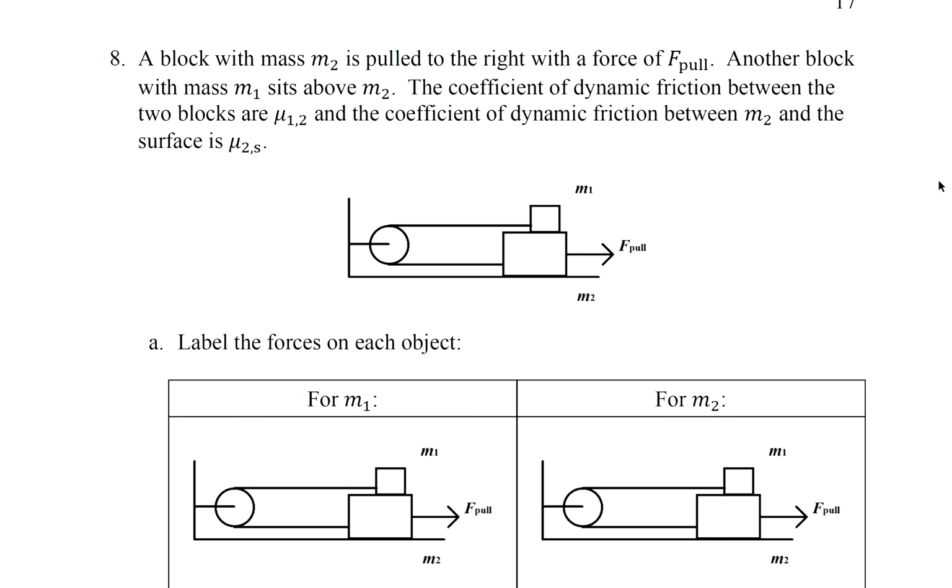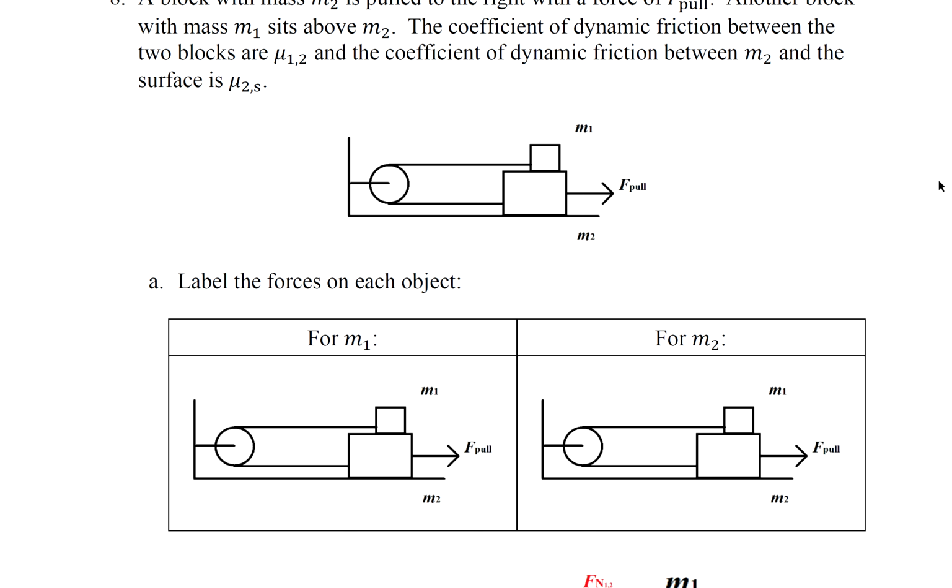Question 8. A block with mass m2 is pulled to the right with the force of pull. Another block with mass m1 sits above m2. The coefficient of dynamic friction between the two blocks is mu12, and the coefficient of dynamic friction between m2 and the surface is mu2s. Part A, label the forces on each object.